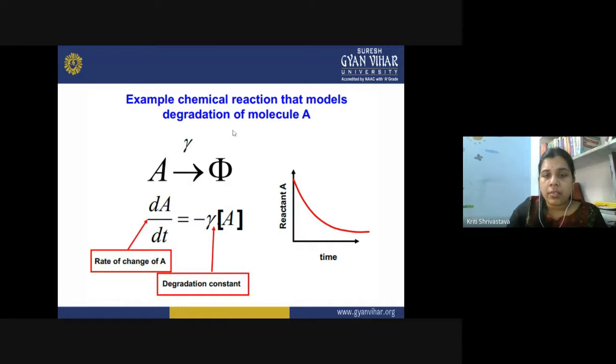So, this chemical reaction models the degradation of the molecule A changing into phi. So, this is the rate of the change of concentration A. This would be the rate of the reaction, and the degradation constant would be minus gamma. So, this is actually the rate constant here. And when you plot a graph between the reactant A and time, there is a gradual decrease in the concentration of reactant A, and after a certain time interval, once the equilibrium is attained, the concentration of A becomes practically constant, and there is no further change in the concentration of reactant A.